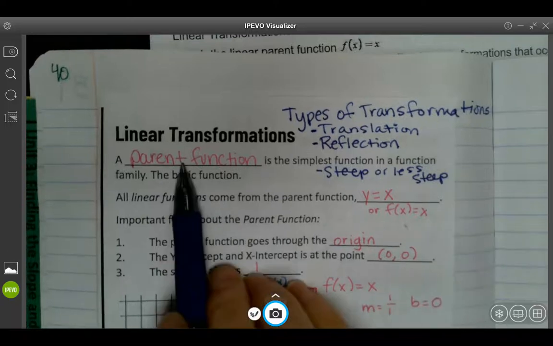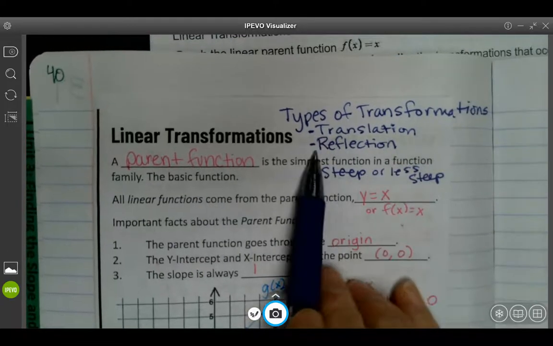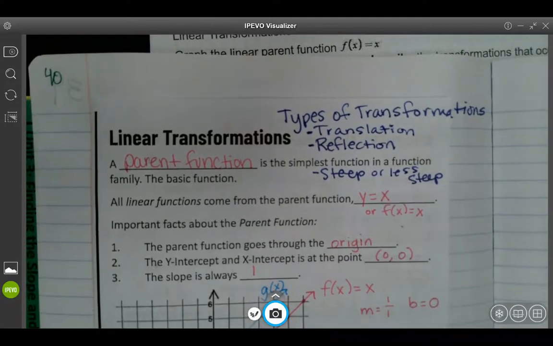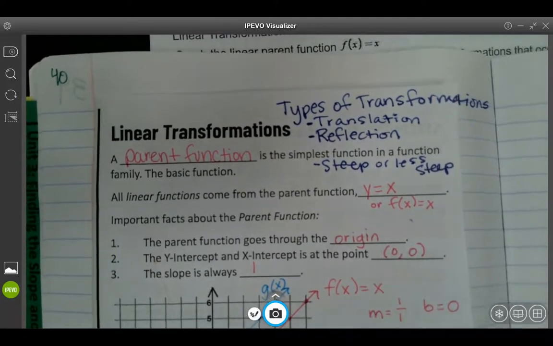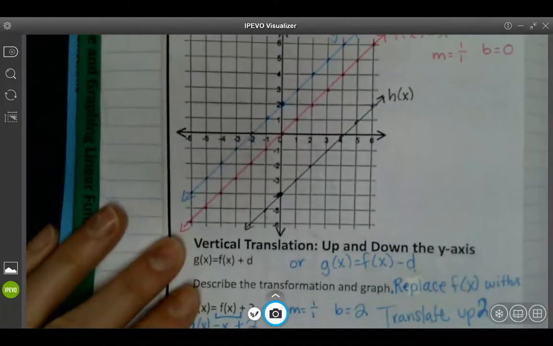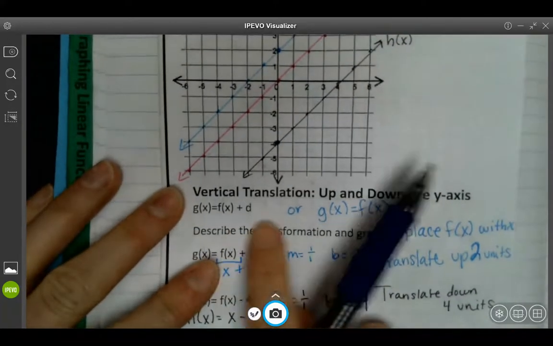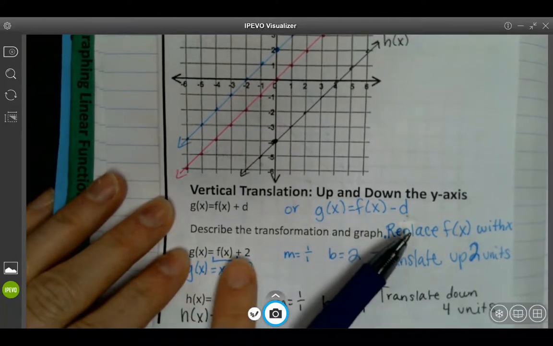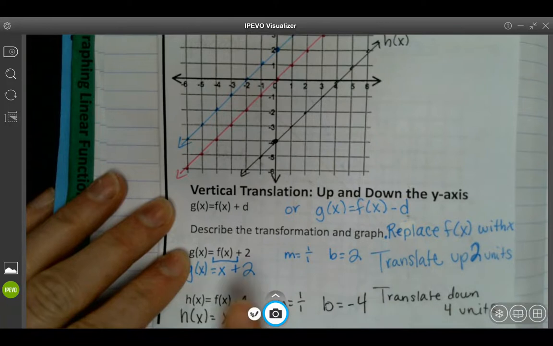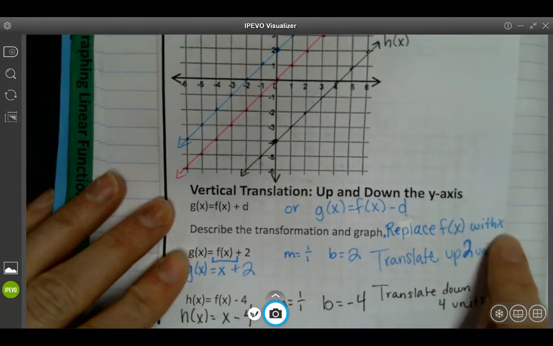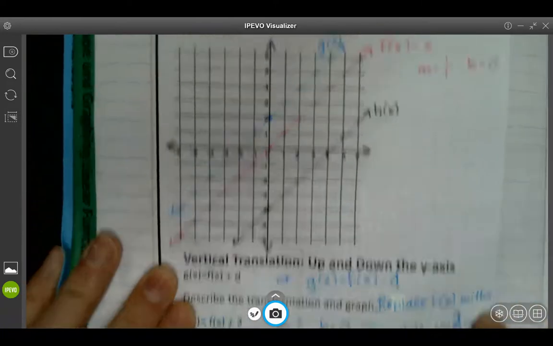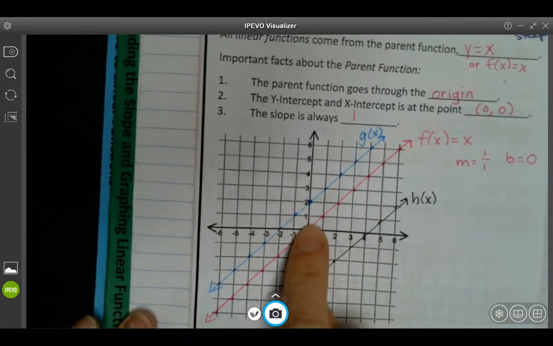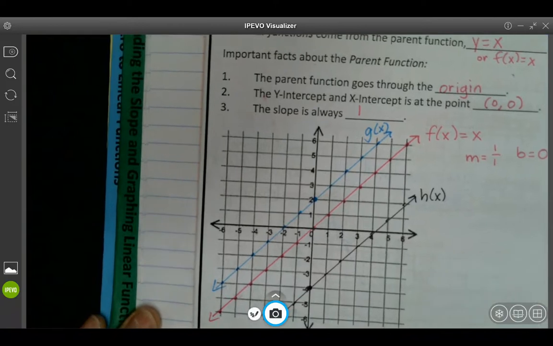The different types of transformations are translate, reflect, and steeper or less steep. If we go back through our notes, translation happens whenever there is a plus or minus a number. So like this one, g of x is f of x plus 2. Just remember to replace f of x with x and then graph it. See how these are all parallel? It's just translated or moved up by a unit.